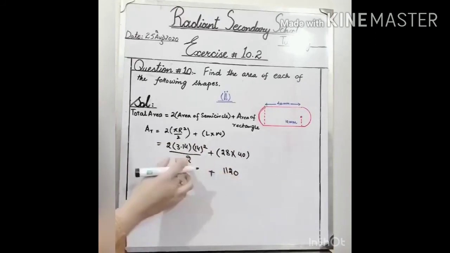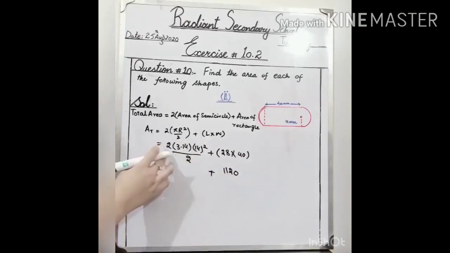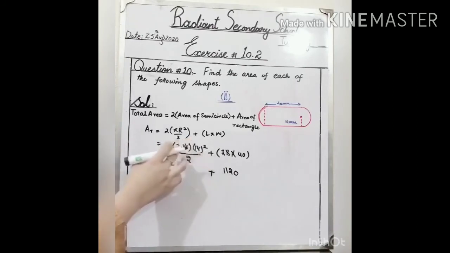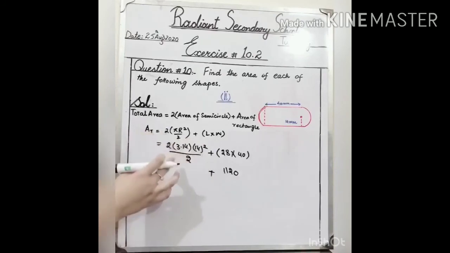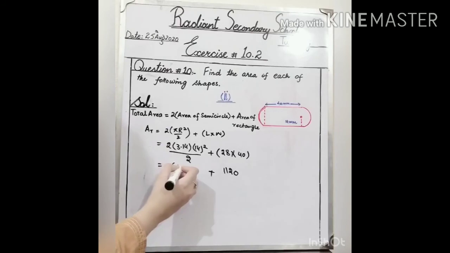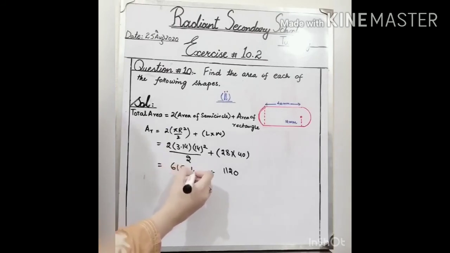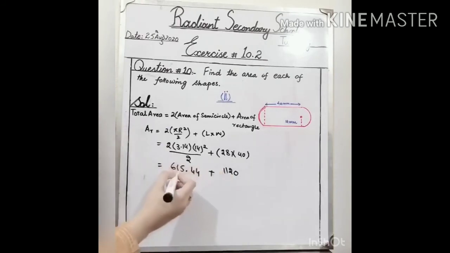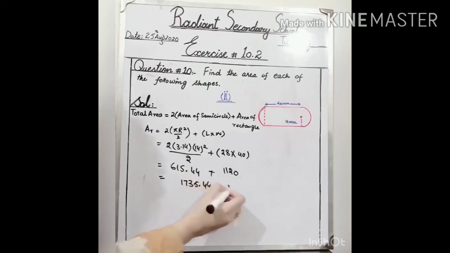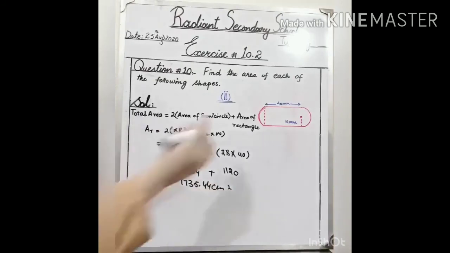Plus, this 2 can also be cancelled out with this 2. Otherwise, take the square of 14, it will be 196. Then multiply it with 3.14 and multiply it with 2 and divide it with 2. You can also cancel out this 2 with this 2. So your answer will be 615.44. So when you add both these two numbers, it will be 1735.44 centimeter square. So this is the total area of this shape.